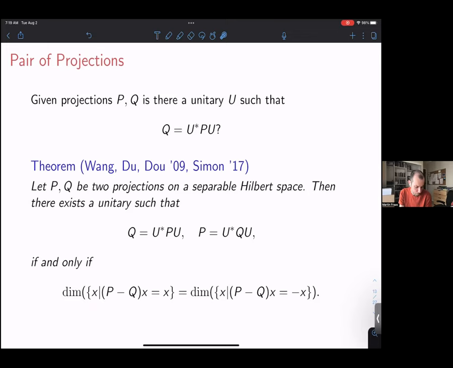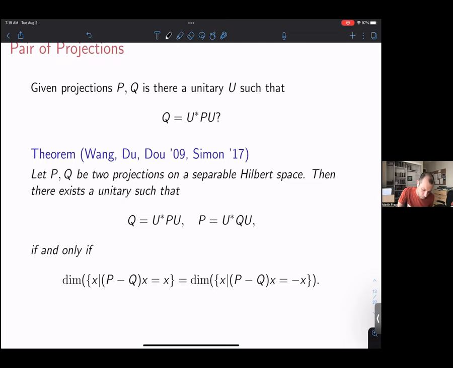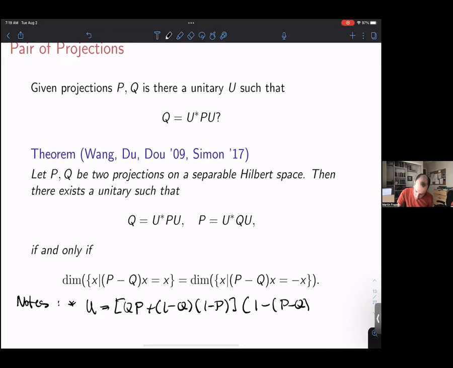Let me give you one note about this. It goes back to the work of Tosio Kato. Tosio Kato wrote such a unitary. If you look into his book, you would find such a unitary that does this. And the unitary that Tosio Kato wrote that does this job looks like this: one minus (P minus Q) squared to the power minus 1/2. It may not be obvious that even this is a unitary, but it is a unitary and it does this job.